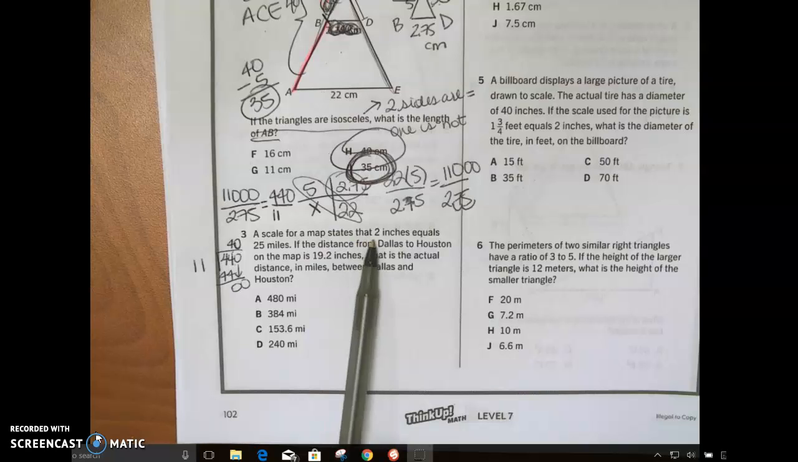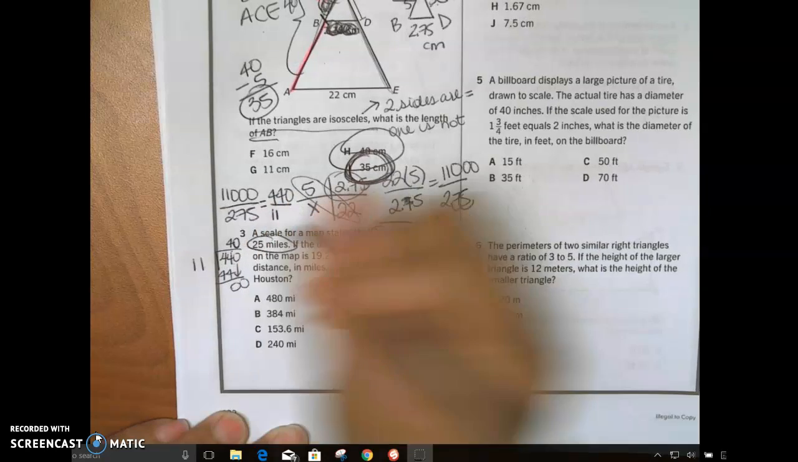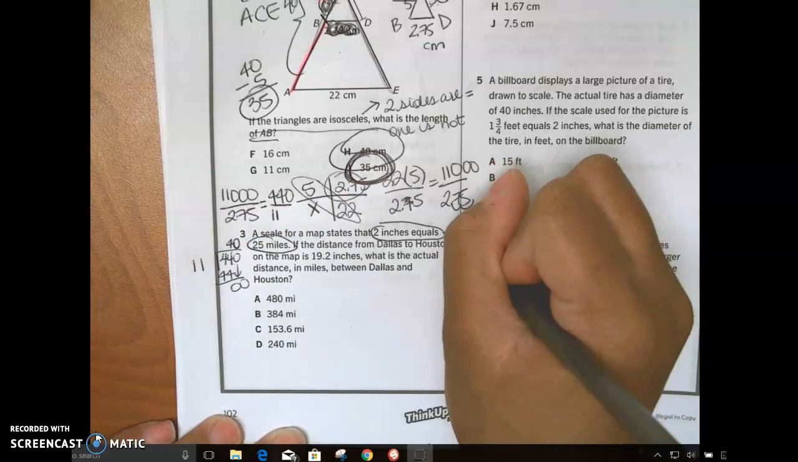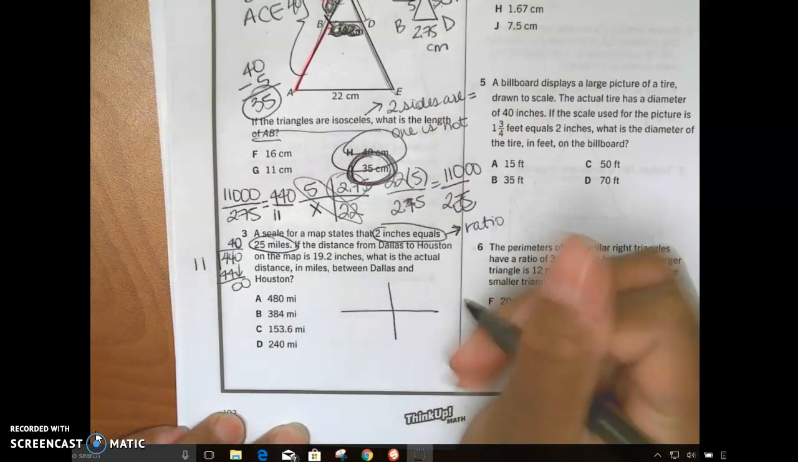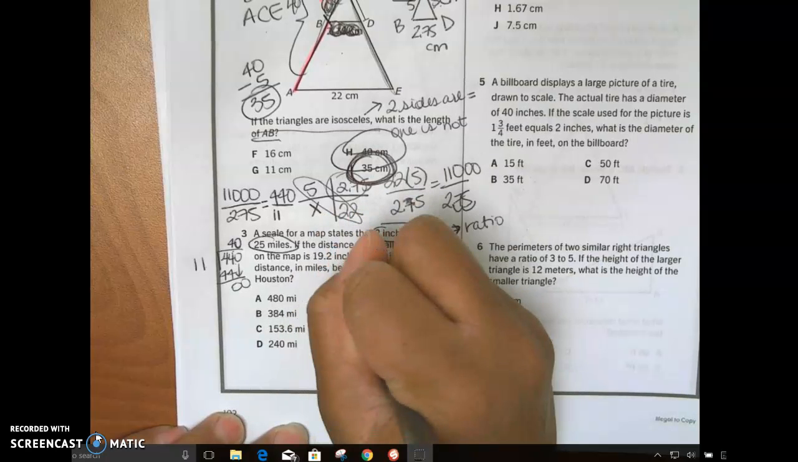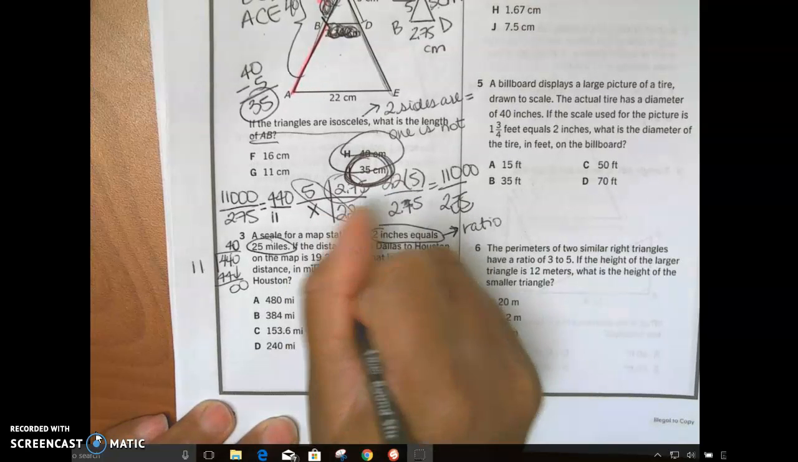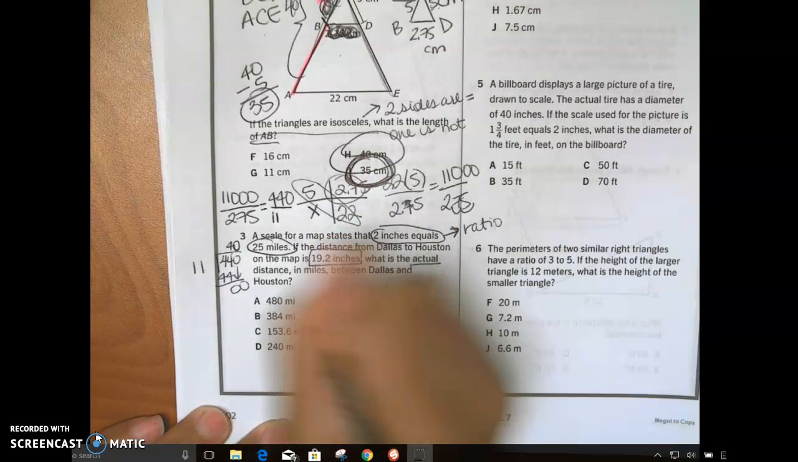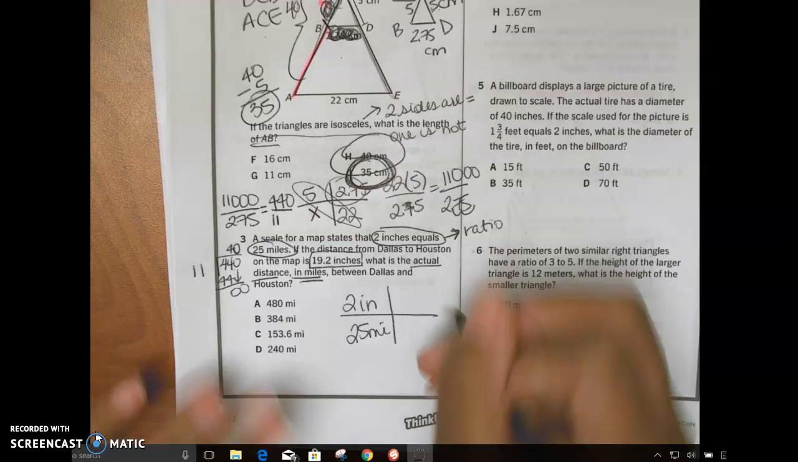Okay, a scale for a map shows that 2 inches equals 25 miles. What is that? Ratio. Thank you. Earth to 5th period. 2 inches is 25 miles. If the distance from Dallas to Houston on the map is 19.2 inches, what is the actual distance in miles between Dallas and Houston? Where do I put 19.2? At the bottom. Oh, no, at the top, because that's the inches too.